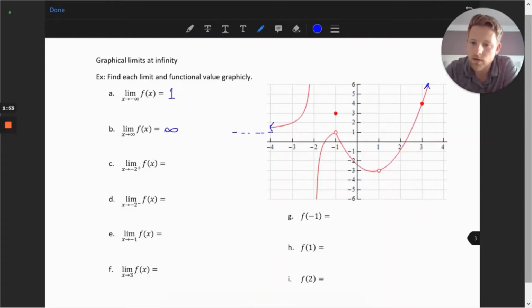The next one, part C, takes a look at a one-sided limit. So the one-sided limit as x goes to negative 2 from above, or from the positive end, or the right. Let's follow our function and see where we are approaching as x approaches negative 2 from the right. Coming to the right, looks like our function is decreasing without bound, going down to negative infinity.